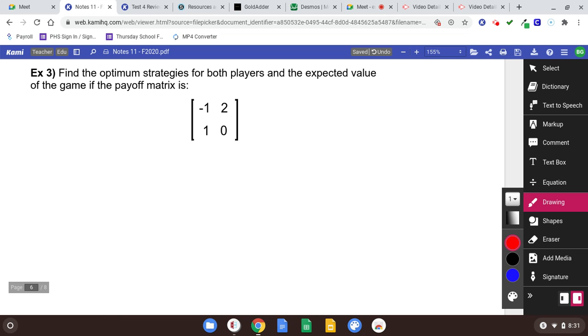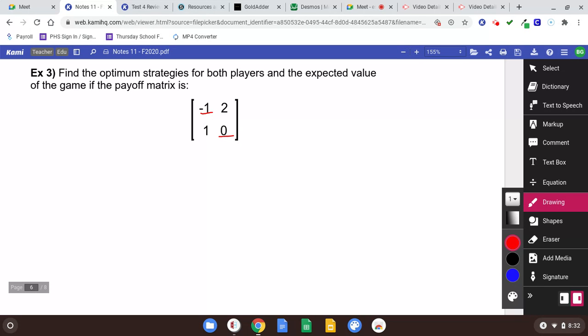Example 3: find the optimum strategies for both players and the expected value of the game if the payoff matrix is -1, 2, 1, and 0. Okay, so last lesson, remember, we found a saddle point. But this one, I bet there's no saddle point. Let's look. What's the worst that could happen?